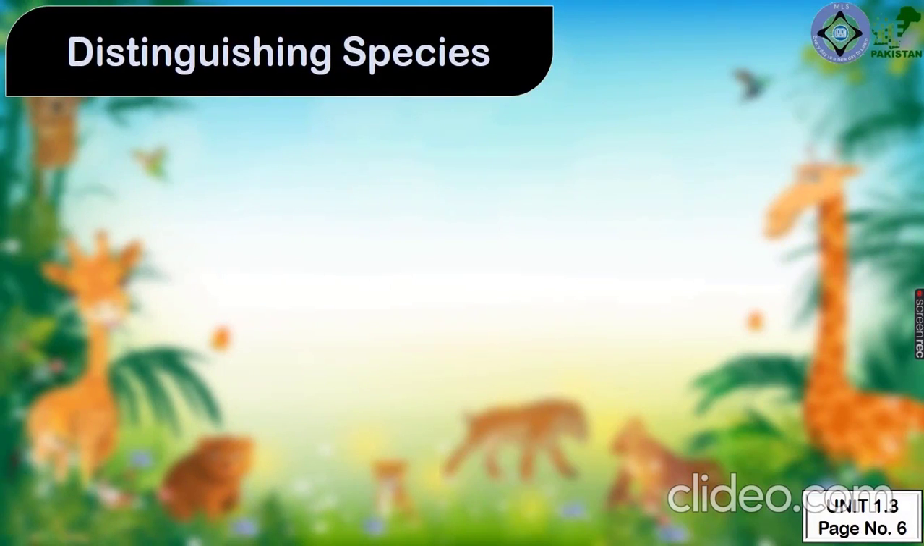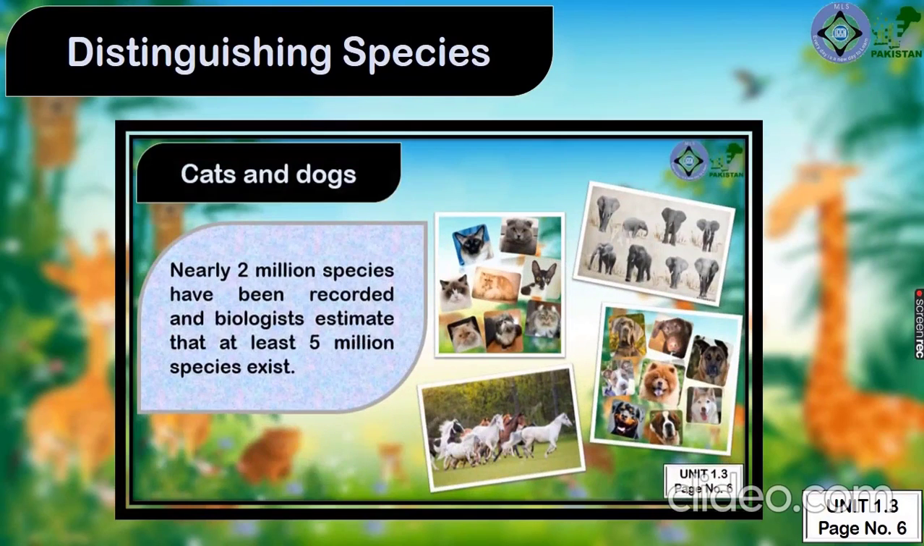Today we will start the new topic, distinguishing species, of the chapter Species. We studied that they all are different species: cat, elephant, horse and dog. But we face some difficulty when we have to decide which type of animal belongs to one species.